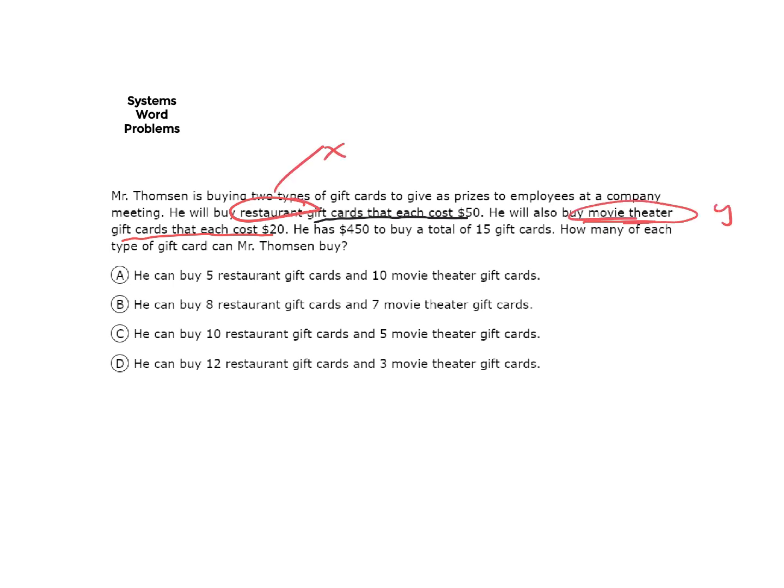and we'll say that Y is movie theater. So we know that we have a certain amount of restaurant gift cards, they're $50 each, and there's a certain amount of them, so 50 times however many we buy. Movie theaters are 20, so it's 20 times Y. And it says he has $450 to buy a total of 15 cards, so that would be $450. So that's our first equation. And now we're going to see what will work.